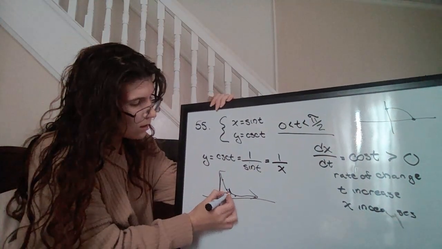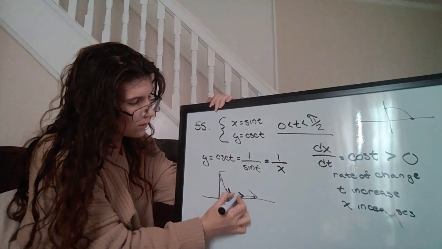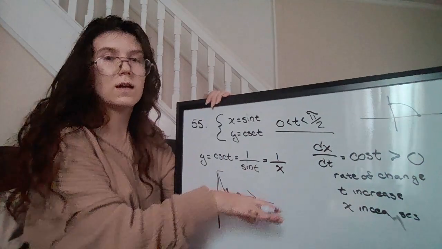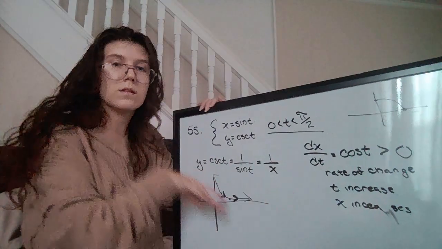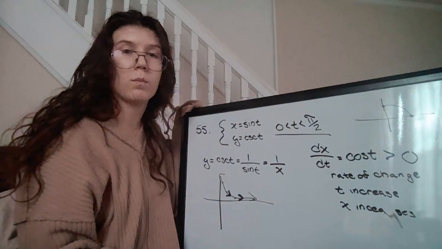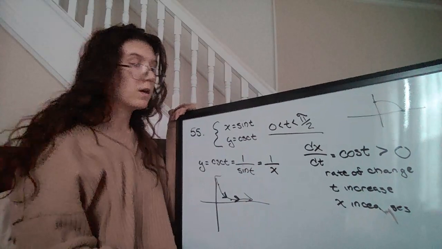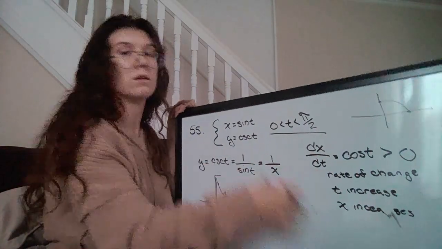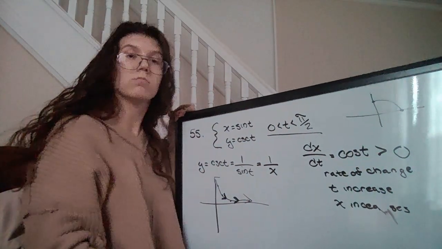So she draws arrows like this, indicating that as t increases, this is the direction that we're going. As time progresses, x is getting bigger and bigger and bigger. We're not going the opposite way. If you had a less than 0, it would be the opposite direction. Sound good?